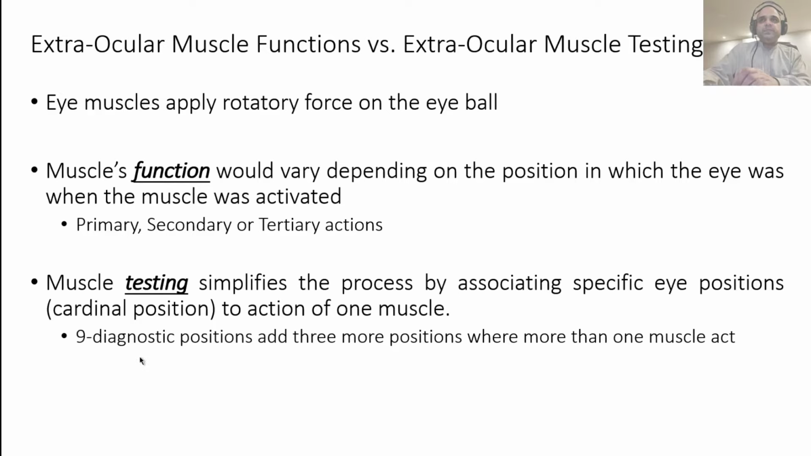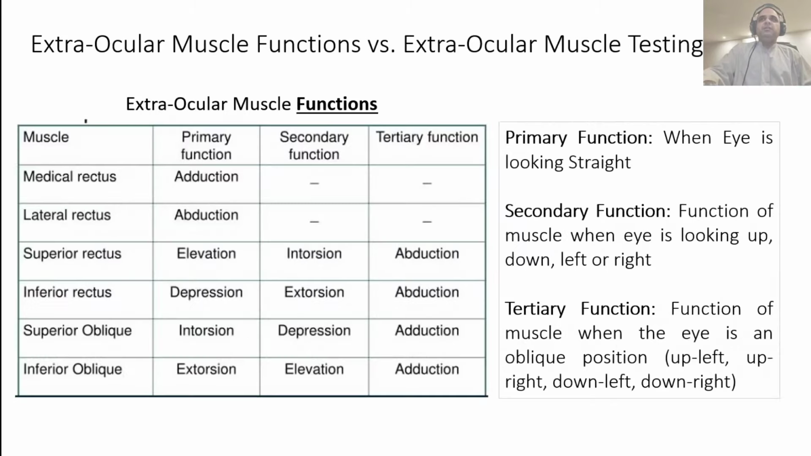Usually, with that, we add three other positions and they become the 9 diagnostic positions of gaze. So when you have your assessment in your OSCE, you're expected to do the 9 diagnostic positions. You make a 3-limbed H. We'll just demonstrate that as we move along. So these are muscle functions.